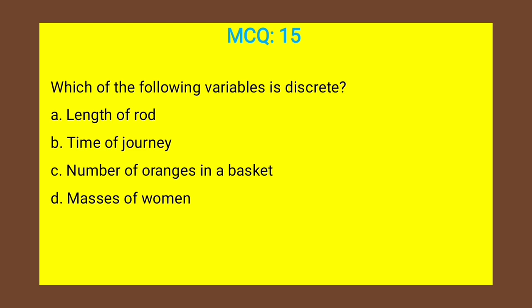So here, we have A, length of the road, B, time of journey, C, number of oranges in the basket, and D, masses of women. So here you can clearly see that the number of oranges is going to be the discrete data, option C. So let's take note. That's discrete data. We are talking about a number of particular data, right? And continuous assumes the variables within a particular range.